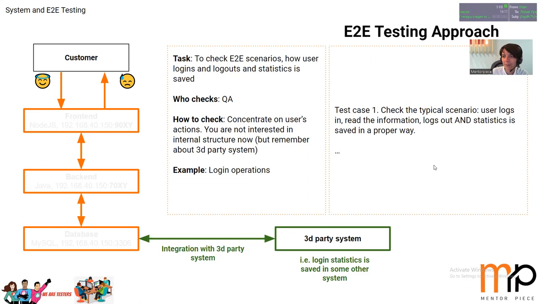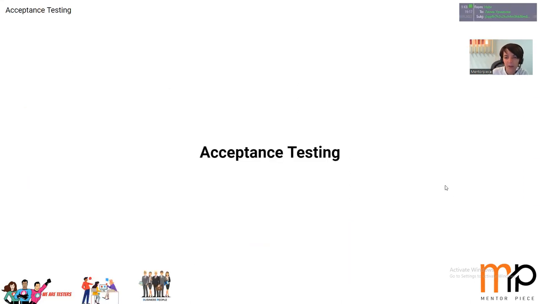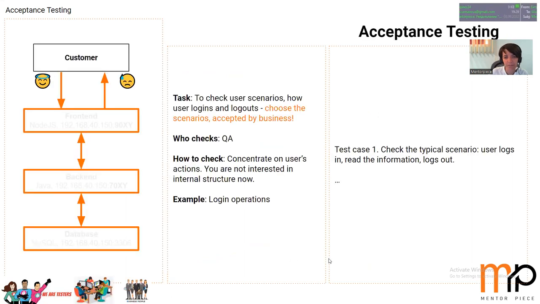Okay, it seems that there are no questions about this approach. So we are going higher up the pyramid, and we are at the peak right now. What is acceptance testing? Here we have business people, and we have users, and we have testers. Why do we need all the people here? What is acceptance testing?